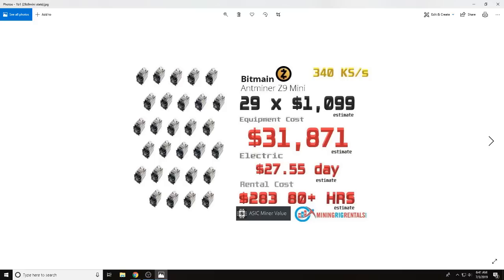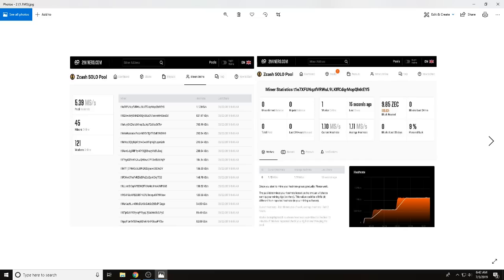29 Z9 minis. Initial cost estimate was $1,099 each, so that would be $31,871. Electric per day, $27.55. My rental cost, and guys, don't beat me up over these costs. I'm breaking it down. This is what it cost me to rent these, $283 for 80 plus hours estimate. That was 340,000 sols. Here you can see we were hashing away with that for a little bit.